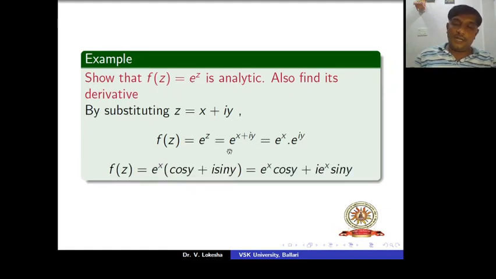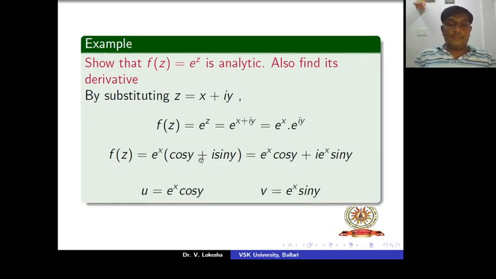Then f(z), you know by Euler's formula, e^(iy) is cos y + i sin y, so that is equal to e^x cos y + i e^x sin y. Then separate the real and imaginary parts. If f(z) = u + iv, then u = e^x cos y and v = e^x sin y.